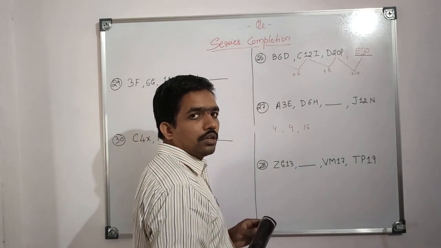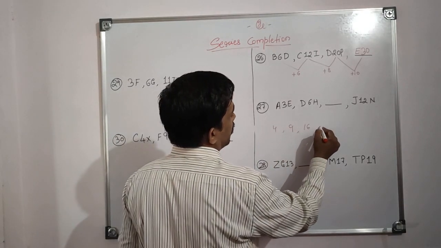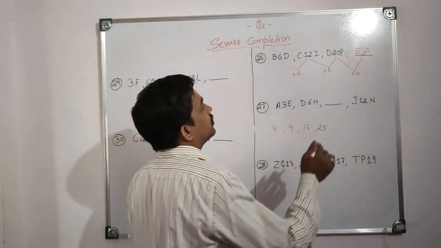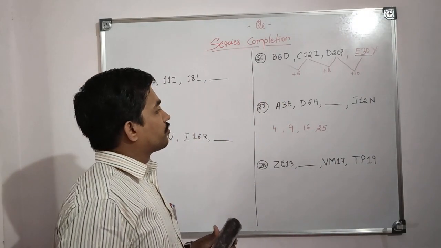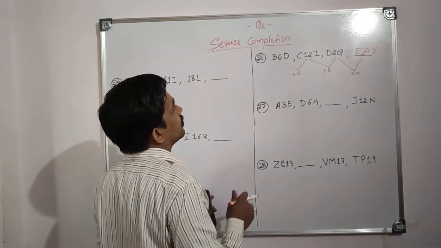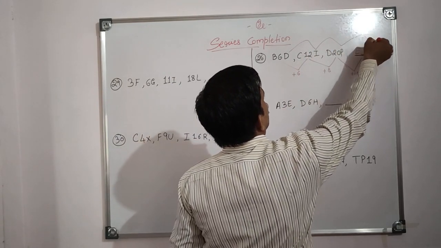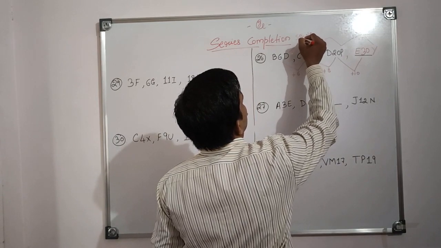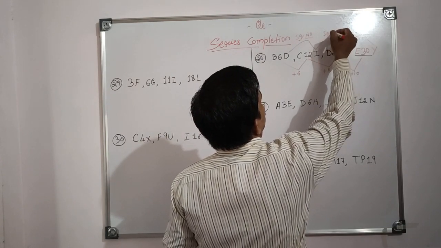Are you getting anything here? Yes, these are the square numbers. So the next square number is 25. Which is our 25th letter? That is Y. The 25th letter is Y. These are square numbers.